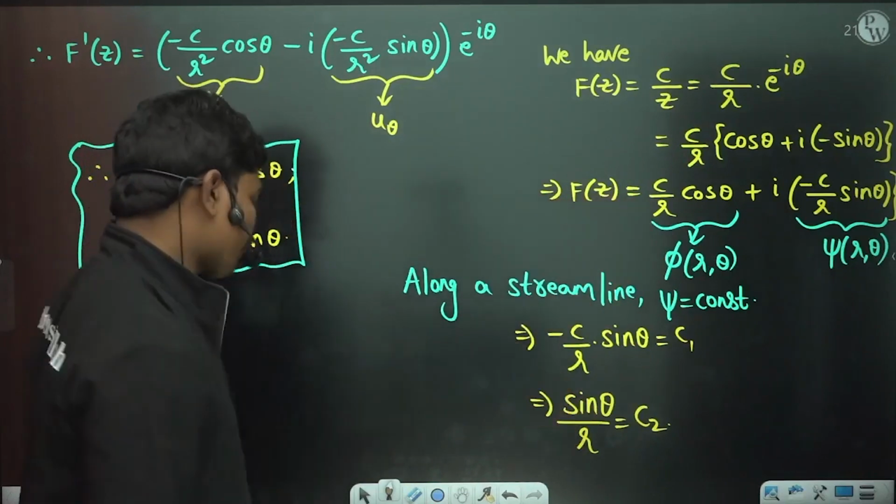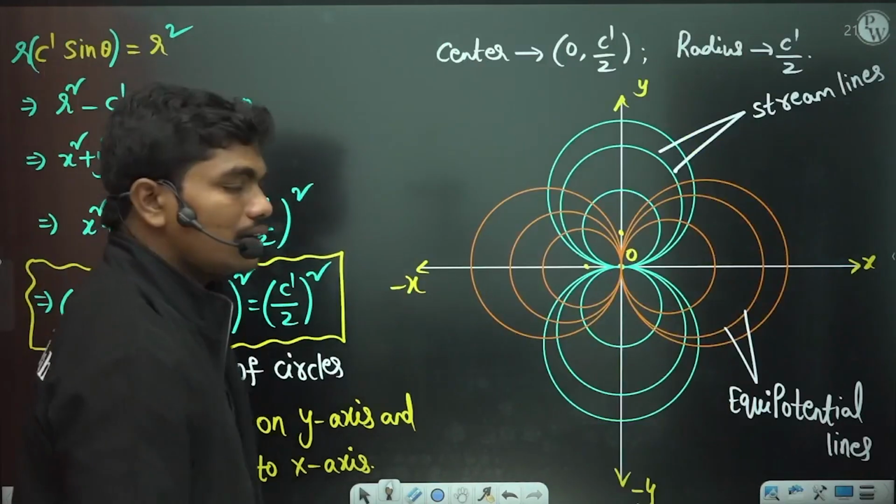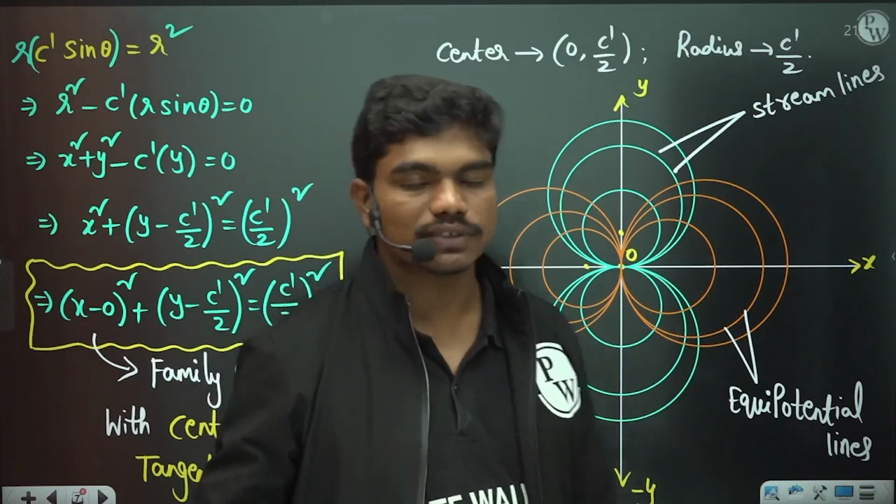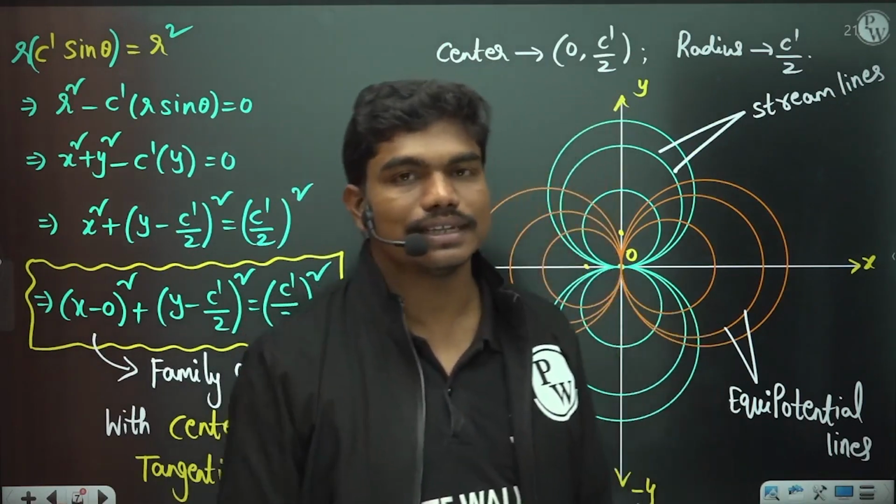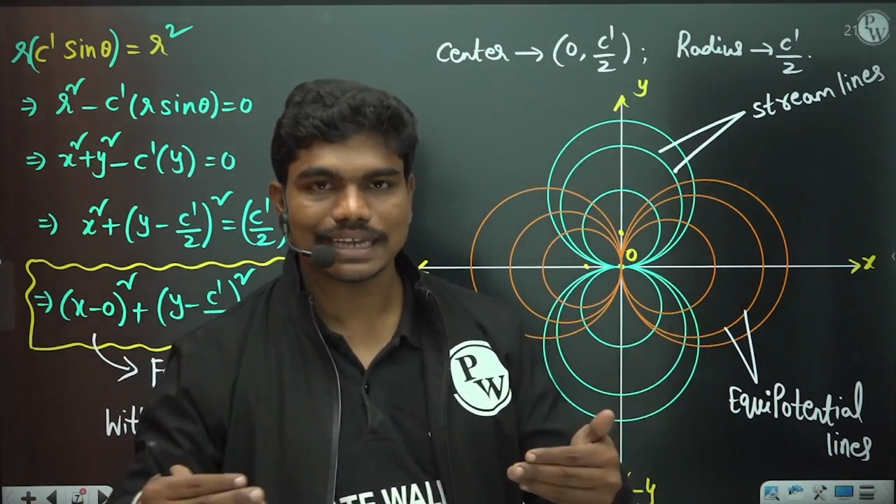Same thing if you take equipotential lines, where this is equal to a constant, then after this conversion you will get x minus c dash by 2 whole square plus y square is equal to c dash by 2 whole square. The centers will be on the x-axis and the y-axis will act as a tangent.